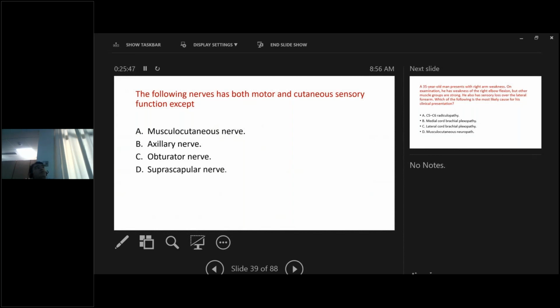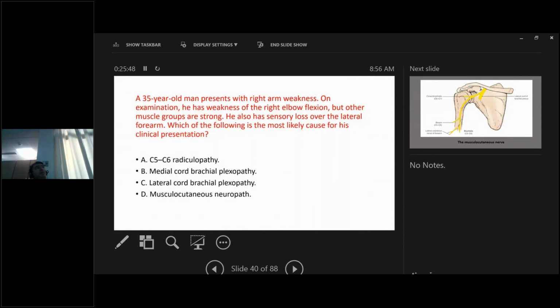Okay. A 35-year-old man presents with right arm weakness. On examination, he has weakness of the right elbow flexion. So elbow flexors. Okay. Keep in your mind what the elbow flexors are. It can be biceps, brachioradialis, and brachialis, okay? But other muscle groups are strong. He also has sensory loss over the lateral forearm. Which of the following is the most likely cause of his clinical presentation? Musculocutaneous.